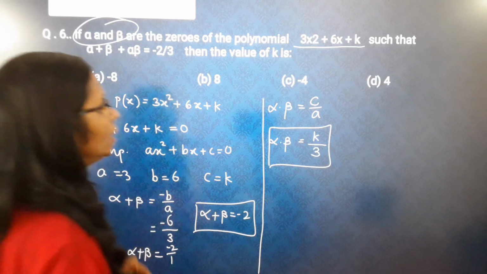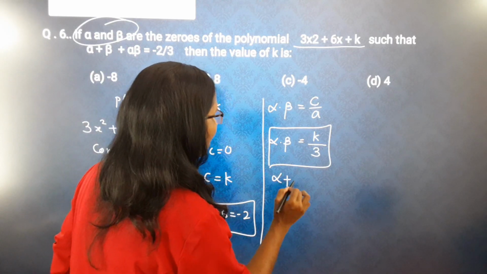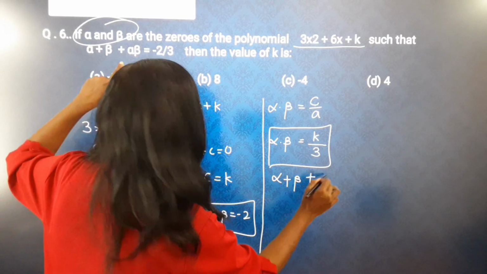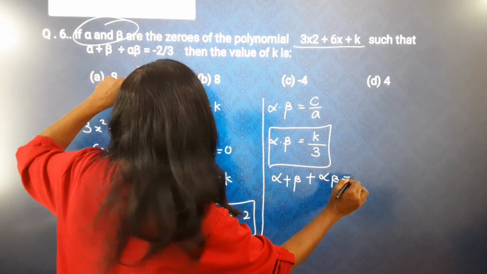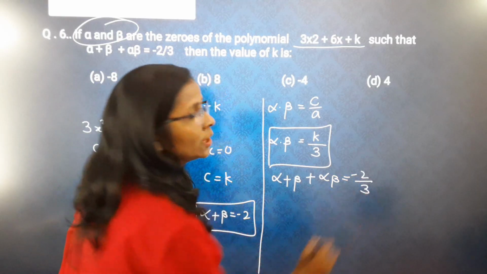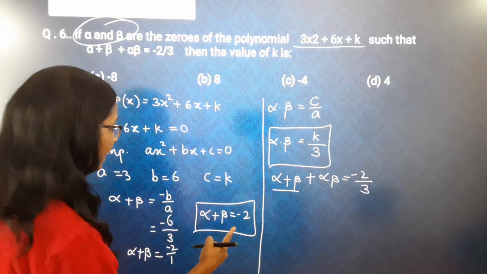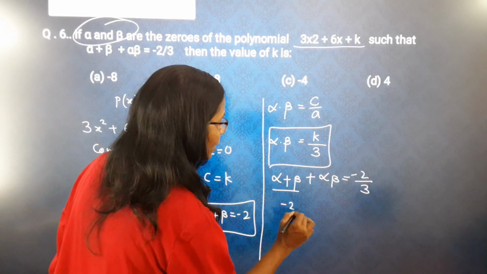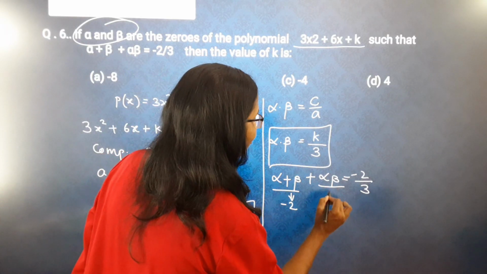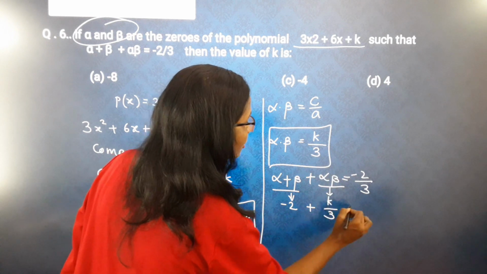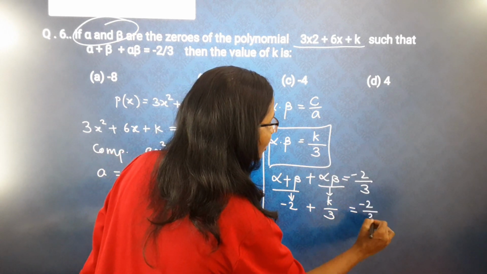So now here the given condition is alpha plus beta plus alpha beta is equal to minus 2 upon 3. Minus 2 upon 3, students. So now alpha plus beta, we have the value, so here substitute minus 2. Then alpha beta also we have this value, so k upon 3, plus, which is equal to minus 2 upon 3.